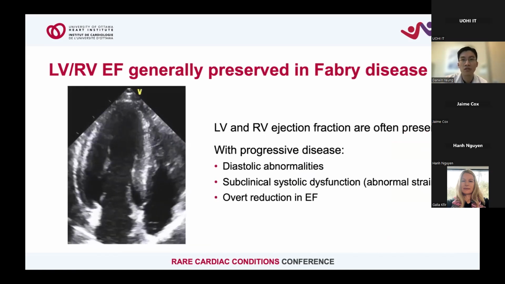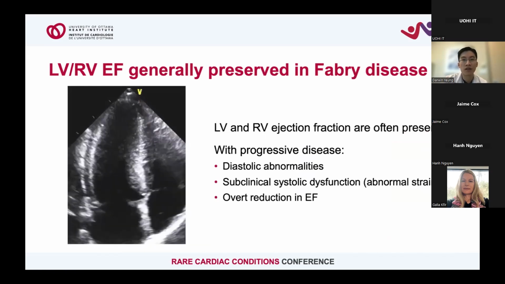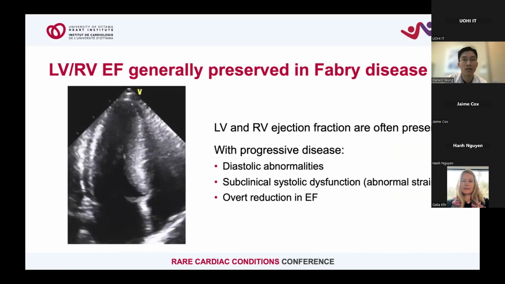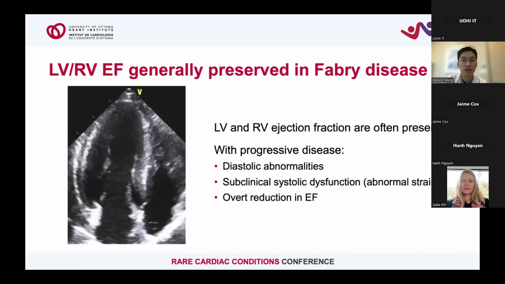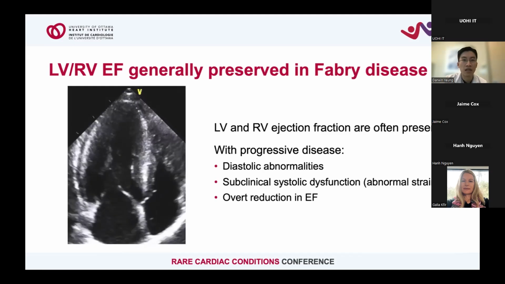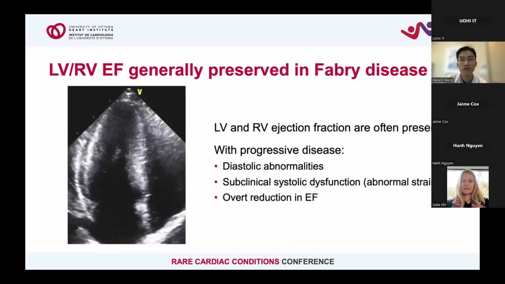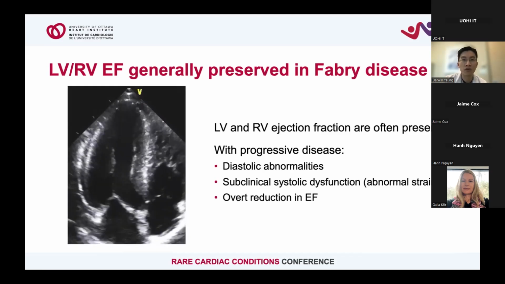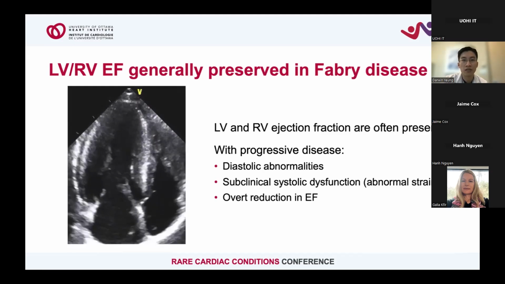Biventricular systolic function is often preserved, but with progressive disease, patients can develop diastolic abnormalities. They can also develop subclinical systolic dysfunction despite a preserved EF. They can have abnormal longitudinal strain. And with progressive later stage disease, they can develop overt reduction in left ventricular ejection fraction in a burnt out phase similar to HCM.